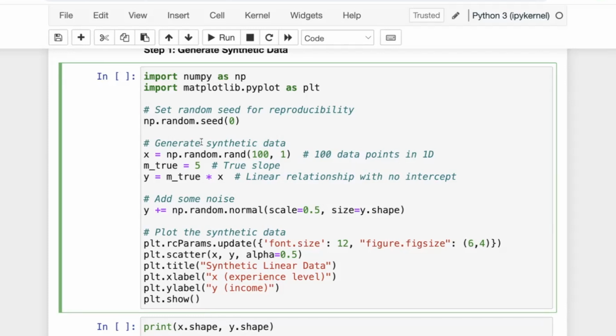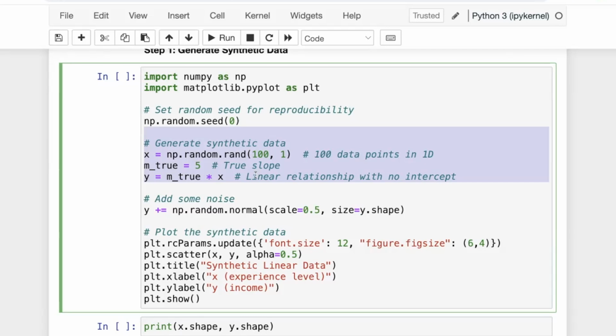In practice, we usually have a CSV file, a data set that we import, and we don't really know the true underlying equation that generated the data. But in this case, we want to really simplify the process. So we use this known equation to generate the data. And the goal is, can we now estimate this m true, or the true slope?